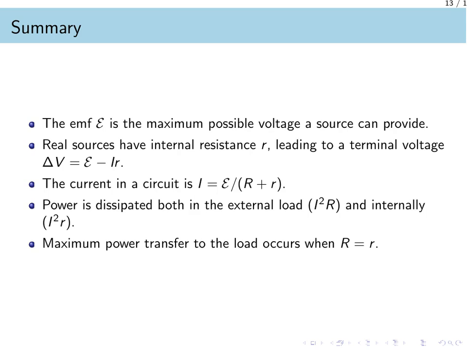To summarize the key takeaways, the EMF is the maximum theoretical voltage a source can provide. Real-world sources always have an internal resistance, r, which means the terminal voltage is always lower than the EMF when a current is flowing. The current in the circuit is determined by dividing the EMF by the sum of the load and internal resistances. Power is always split between the external load and the internal components of the battery. Finally, for applications where maximizing power delivery is the goal, we must match the load resistance to the internal resistance.